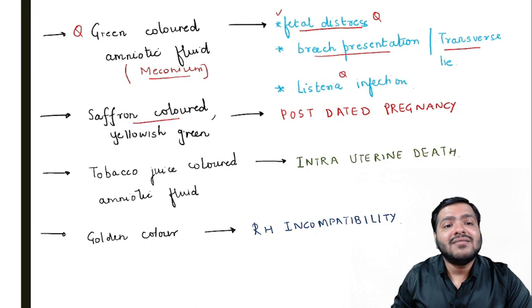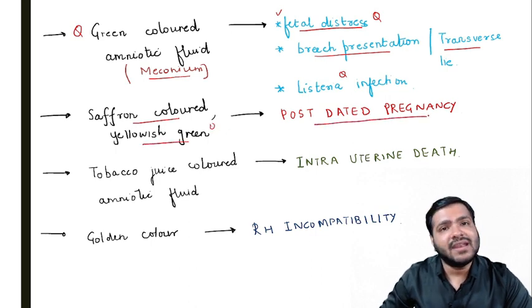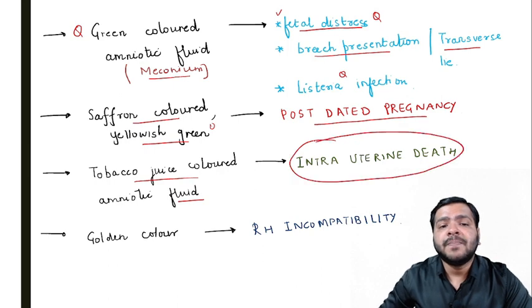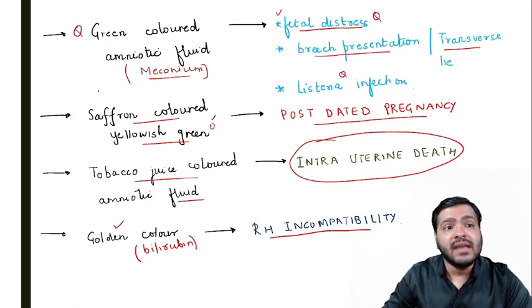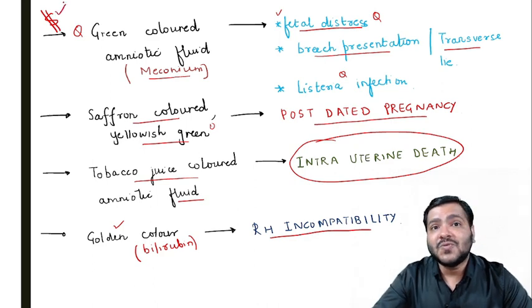The saffron colored or yellowish green colored amniotic fluid will be seen in post-dated pregnancy. Next, tobacco juice colored amniotic fluid will be seen in intrauterine death, and the golden colored amniotic fluid is due to bilirubin, and that will be seen in RH incompatibility. I'm putting a dollar sign on this particular slide, as you should know that these are some important points that you have to keep in your mind before going to the exam.